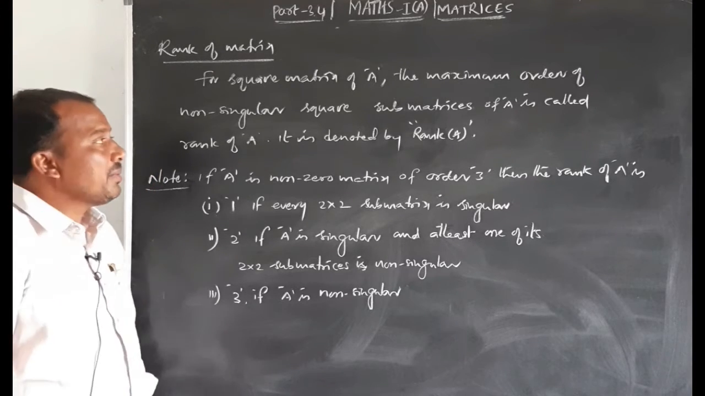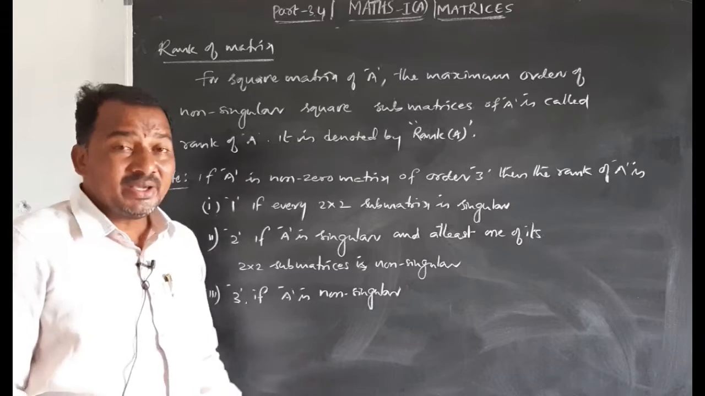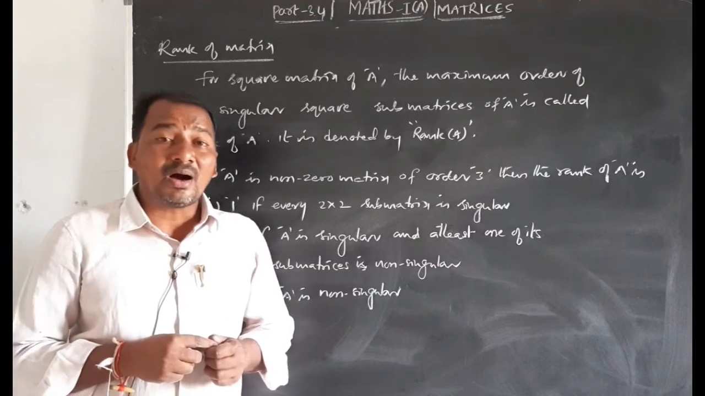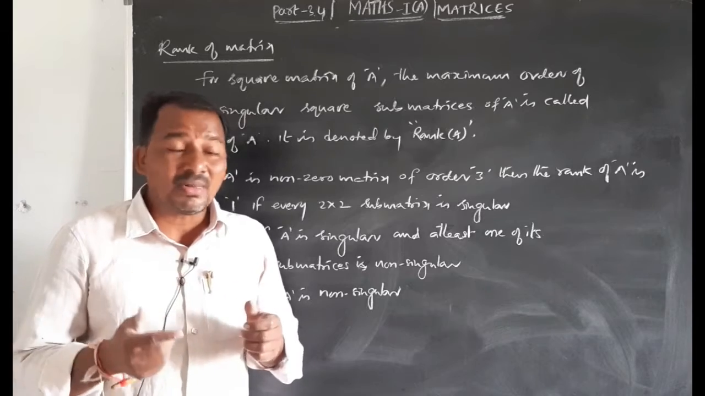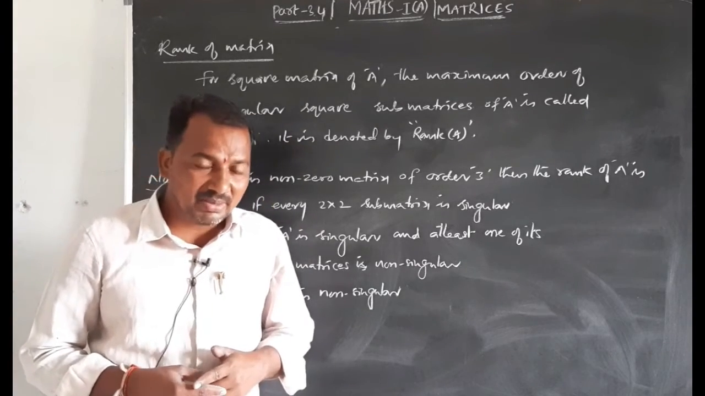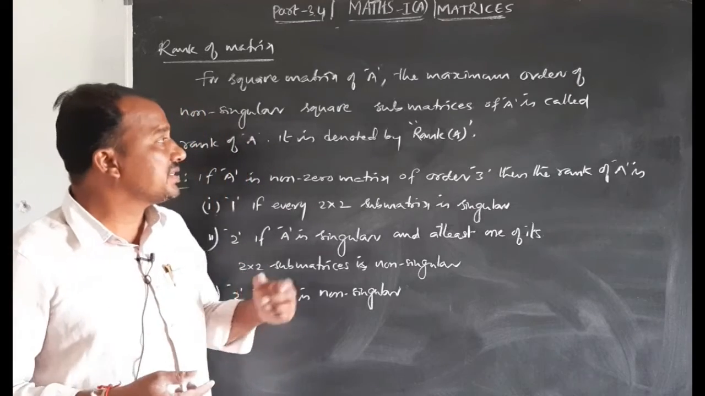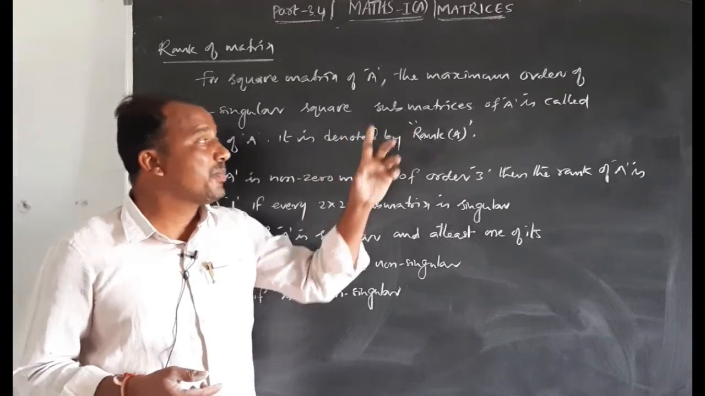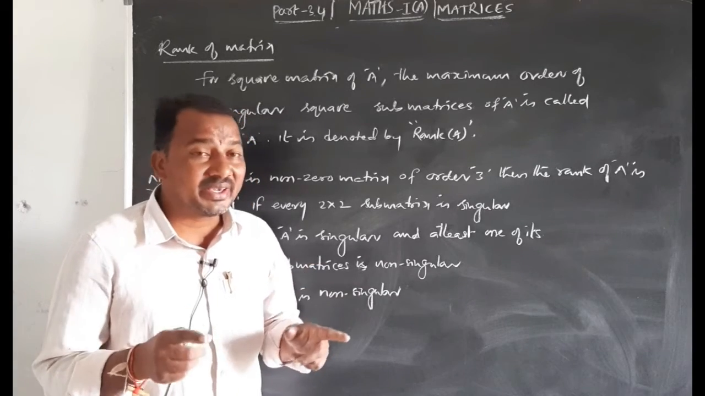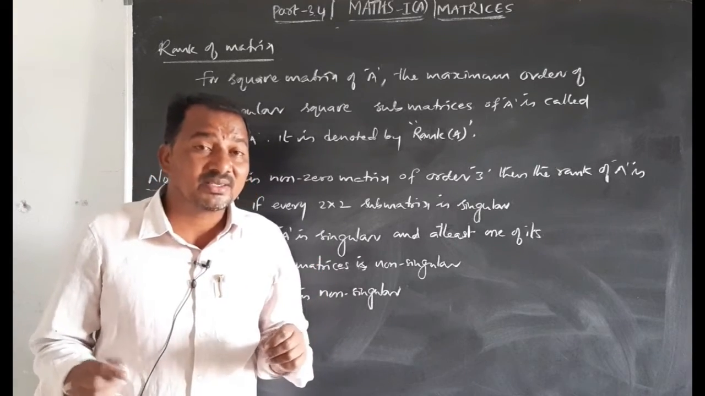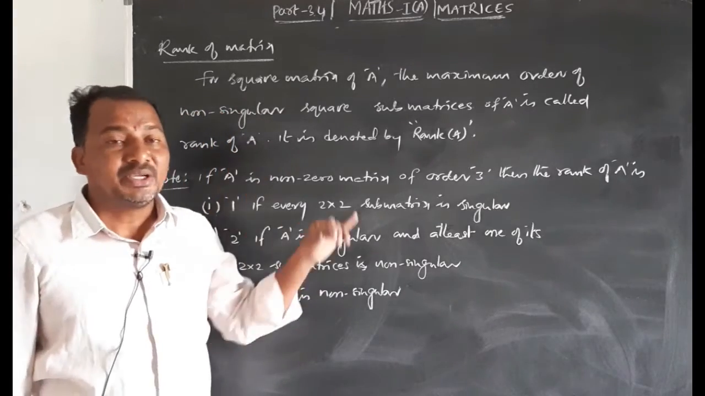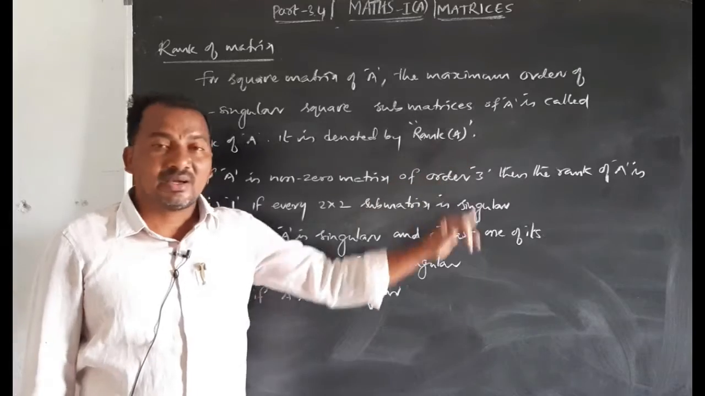For a square matrix A, the maximum order of non-singular square submatrices of A is called the rank of A. It is denoted by rank of A.